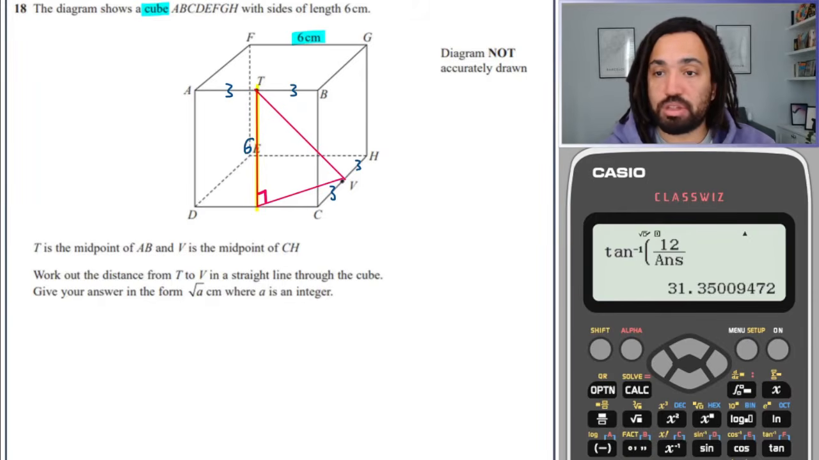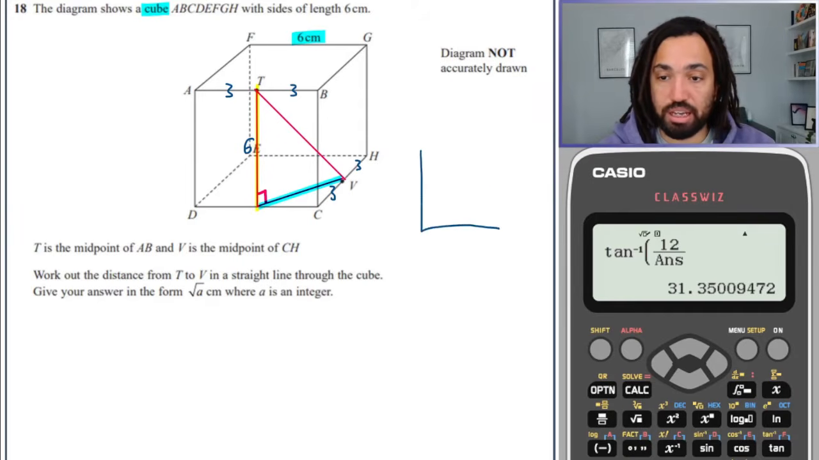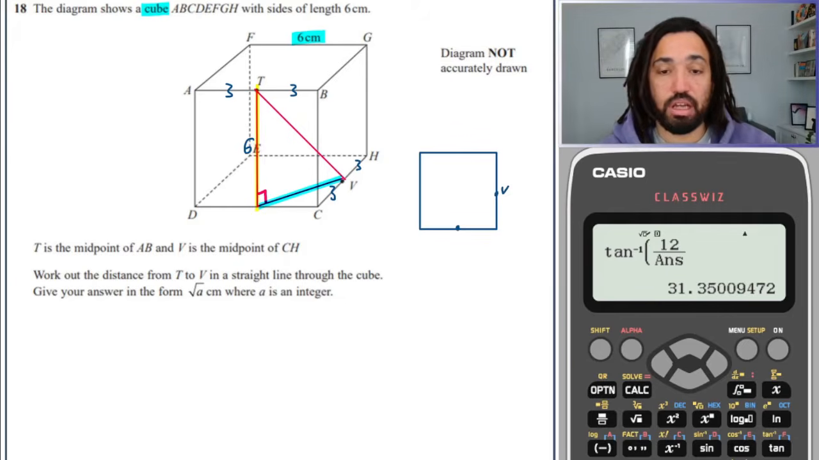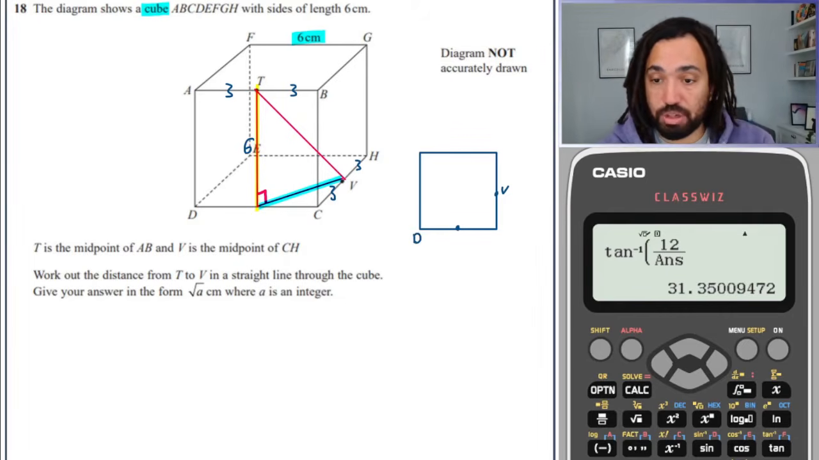The side which we need to work out in order to use Pythagoras on this red triangle is this blue side here. Now if I draw the base as a square, because it's a cube so the base is a square, then we know that we have V over here. Because T was the midpoint, when it came straight down it would hit the midpoint of DC. So this is the blue line that we need to work out.